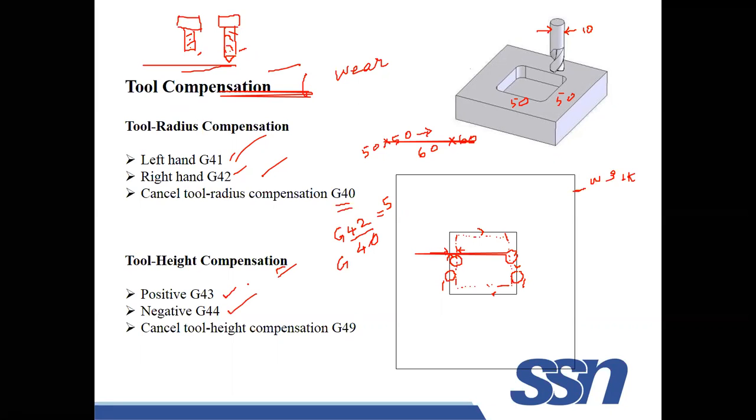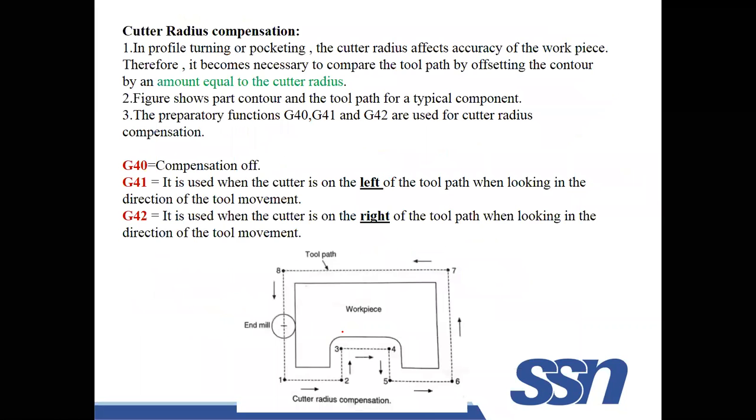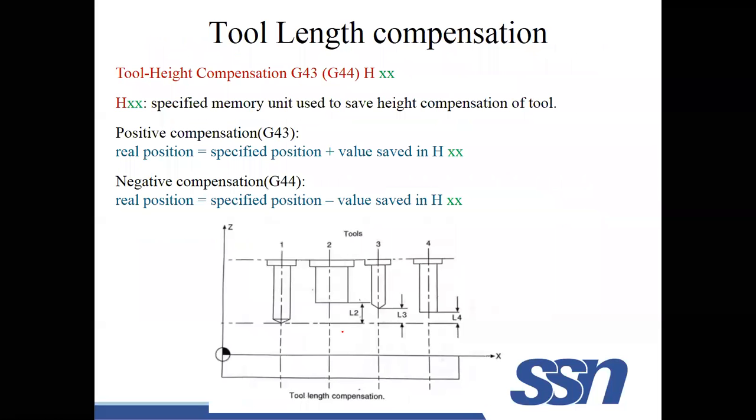This is negative tool length compensation. If you don't need any compensation, you have to invoke G49. This point I have explained in the previous slide. G40, G41, G42 are tool compensation right, left, and no compensation. So here, tool length compensation: if you look at G43, what is G43? Positive compensation. G44 is negative compensation.